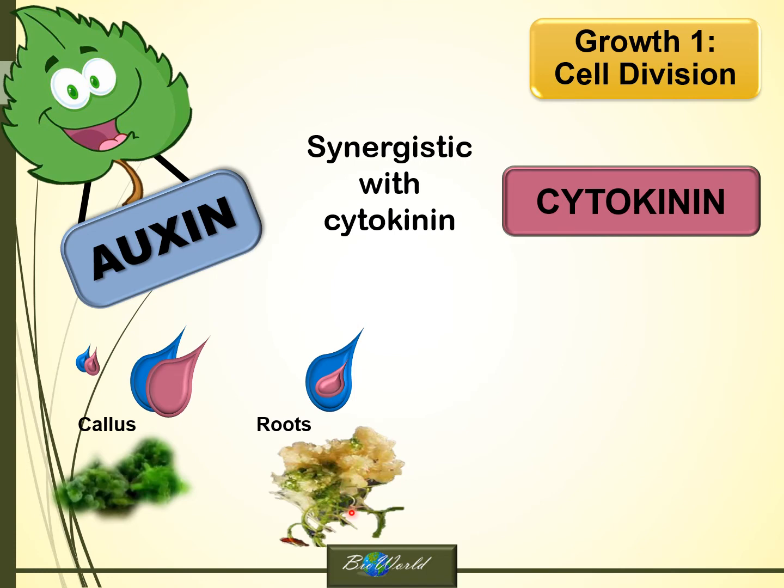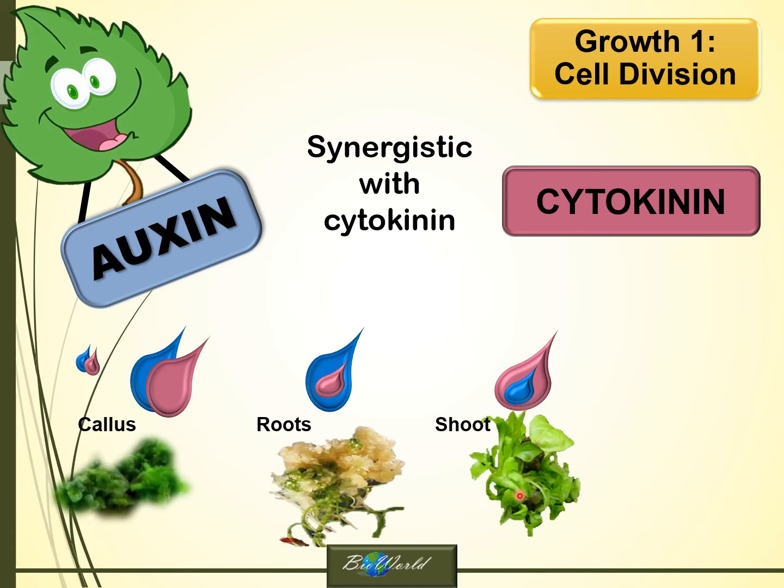But there is no shoot. And if we reverse it, whereby this time we increase the concentration of cytokinin but reduce the concentration of auxin, what happens is the callus will divide to form a shoot, but there is no root.